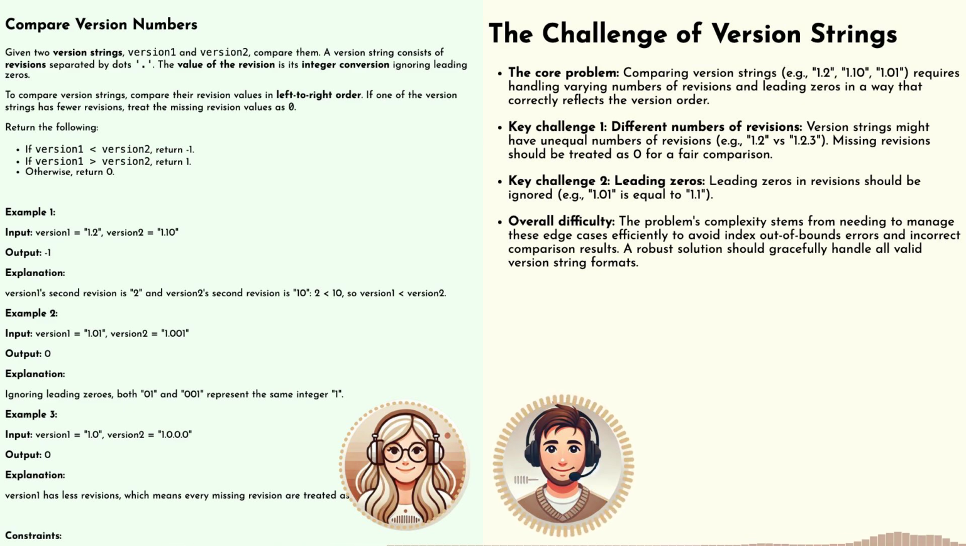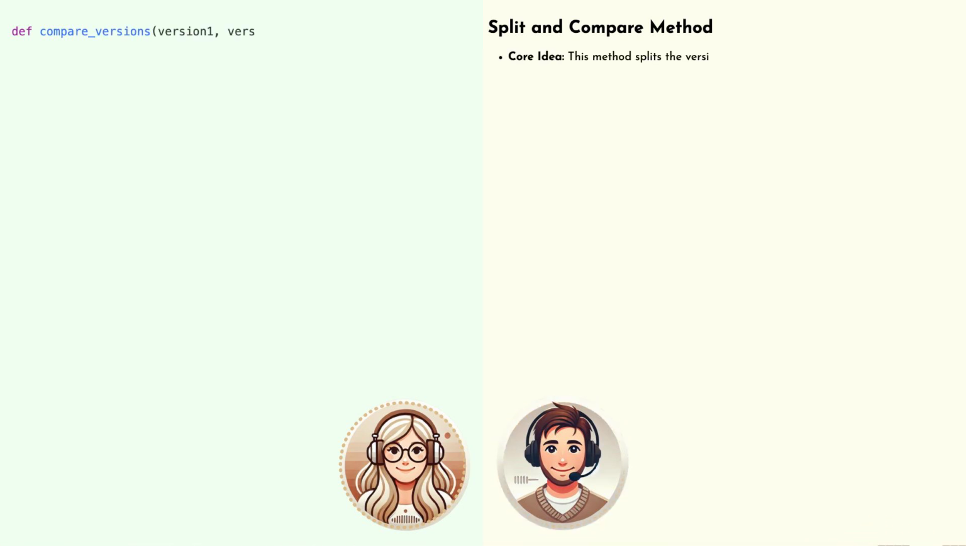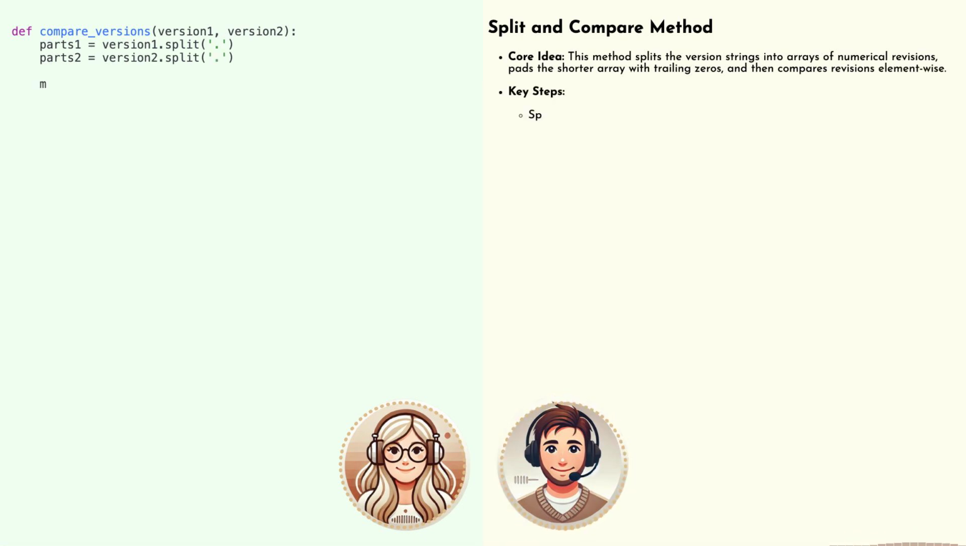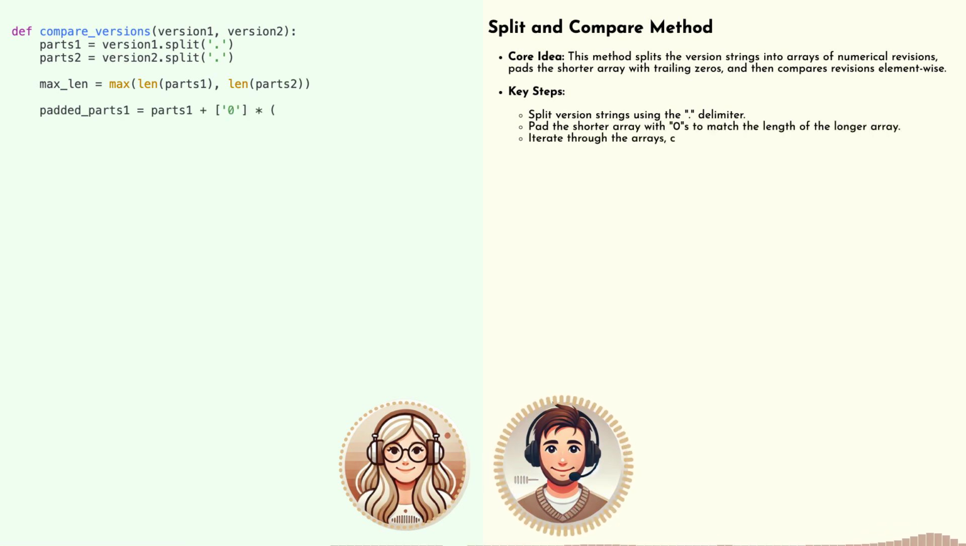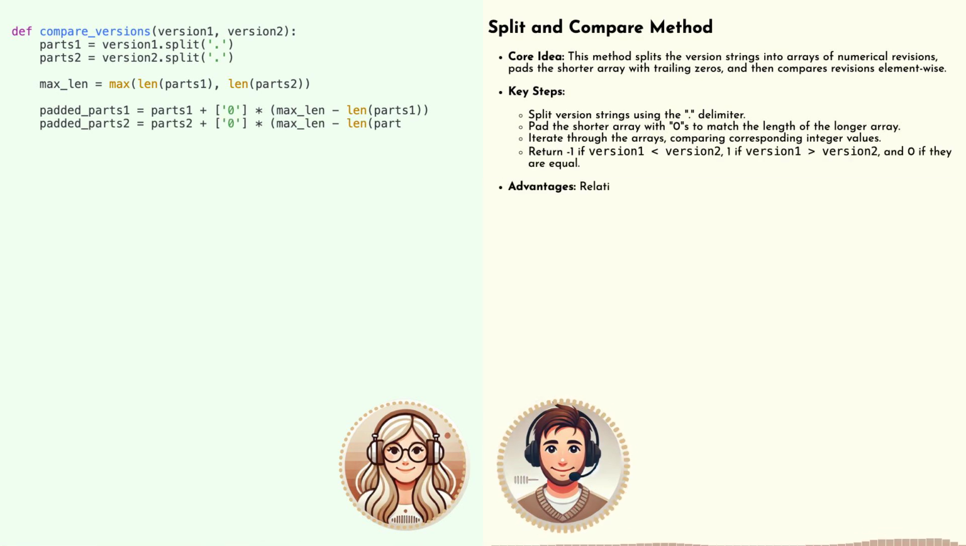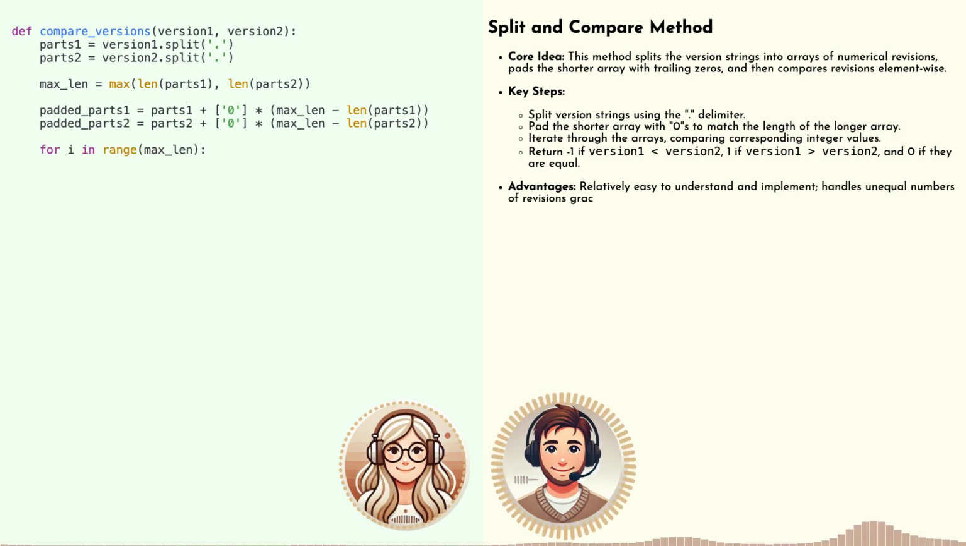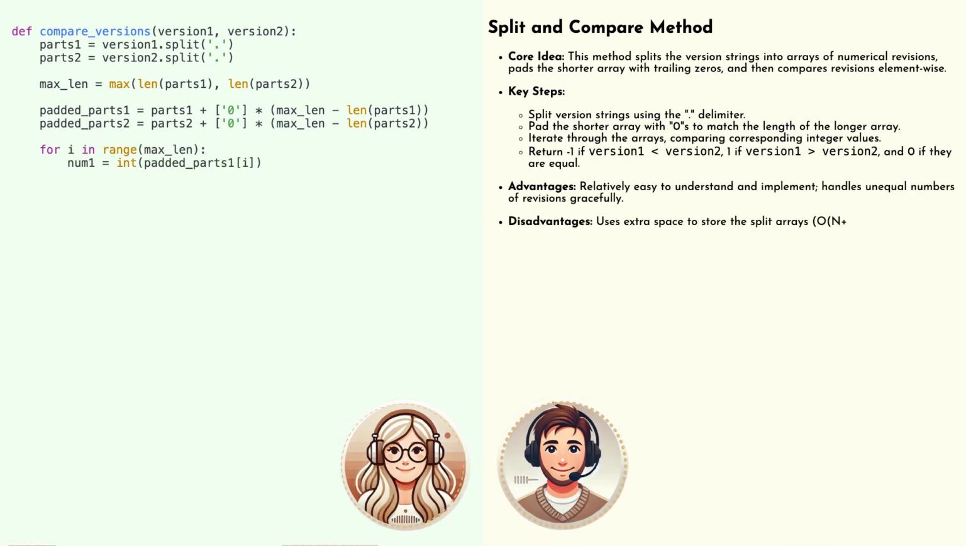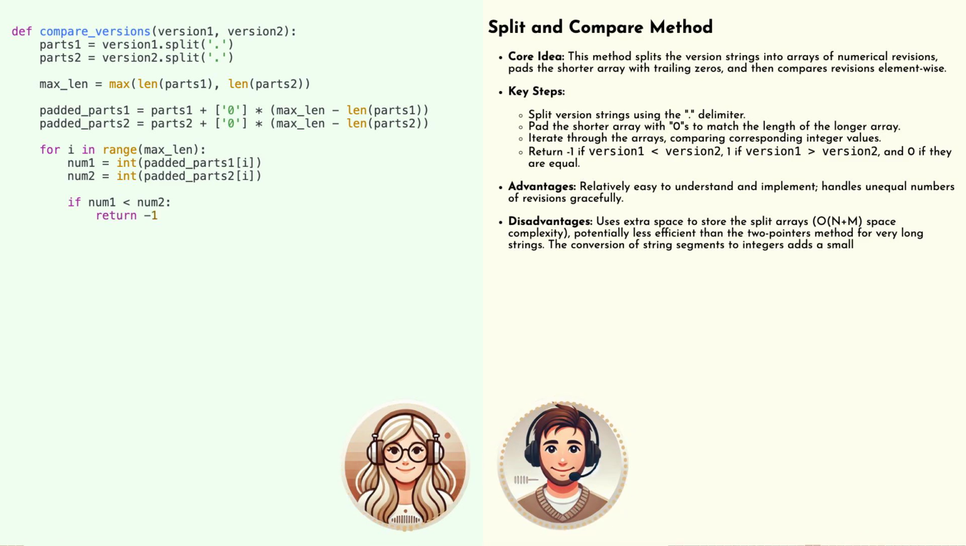So how do we approach this problem without ending up in a big spaghetti code mess? What's the best way to do that? Well, probably the most intuitive approach is what I like to call the split and compare method. It's kind of like remember back in elementary school when we used to do place value? You break down each version string into its individual numerical parts separated by those dots. And then you compare those parts one by one, like you go down a checklist.